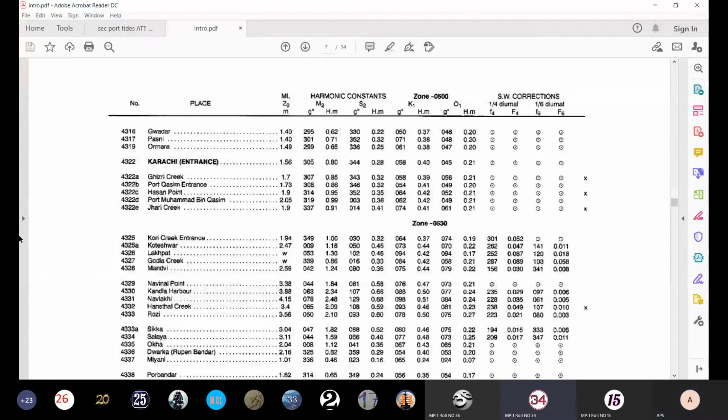Excuse me, sir, you were telling about Gulf of Kutch and Gulf of Khambat. Could you explain it once again, sir? Yeah, okay. I'll just draw it and show you.